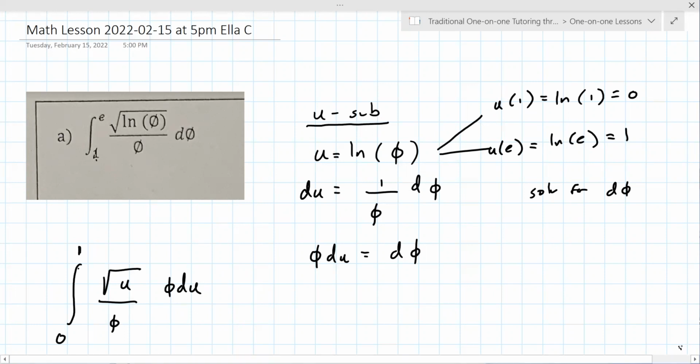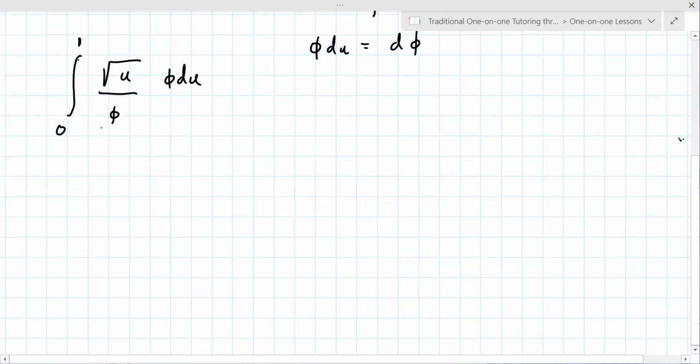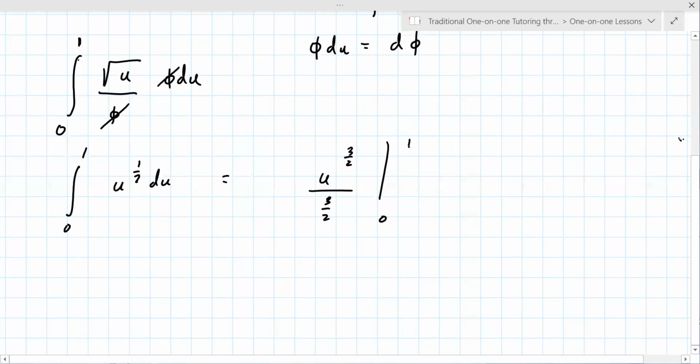So what's nice here is that these all cancel. A lot of stuff cancels here. So the phis cancel. And it's really the integral from 0 to 1, u to the 1/2 power du, because the square root of u is u to the 1/2. Okay, so this is power rule. So it's u to the 3/2 over 3/2 evaluated from 0 to 1. So this is 2/3 because this on the bottom comes up and flips.